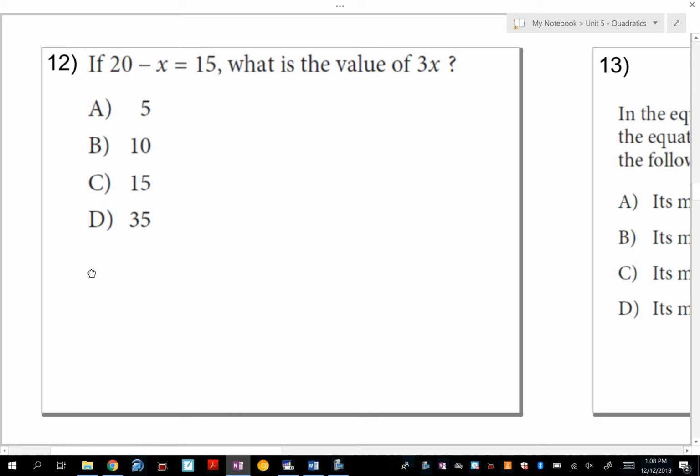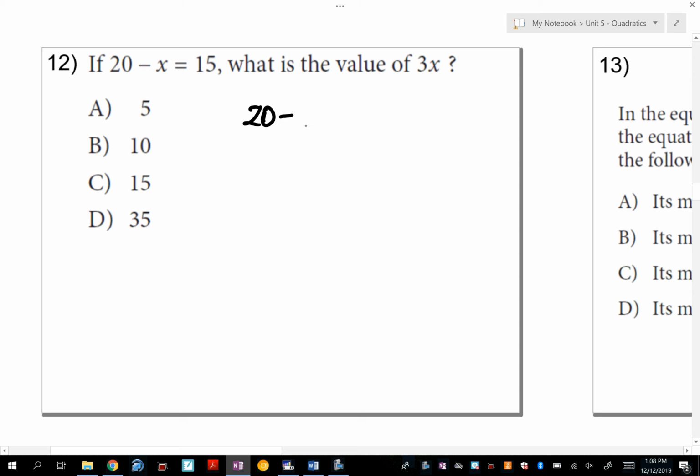Here we go, number 12. It says if 20 minus x is equal to 15, what is the value of 3 times x? So I think the easiest way to do this, the most straightforward way, is to solve 20 minus x first. If we move the 20 over, it's going to be 15 minus 20, which is negative 5. So if the opposite of x is negative 5, what is x? 5. So x is 5.